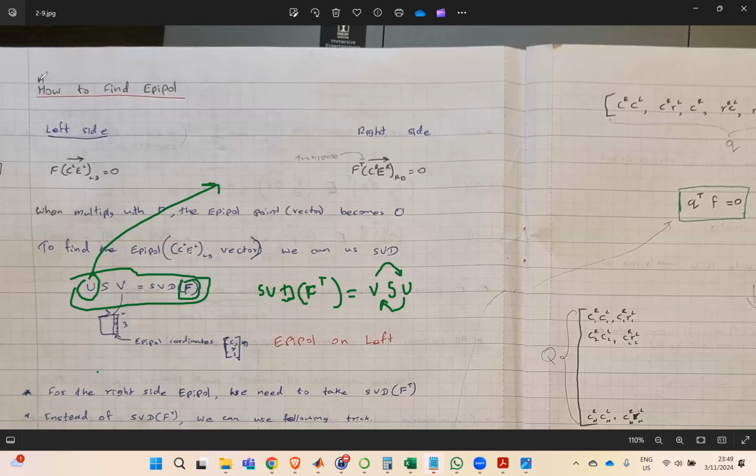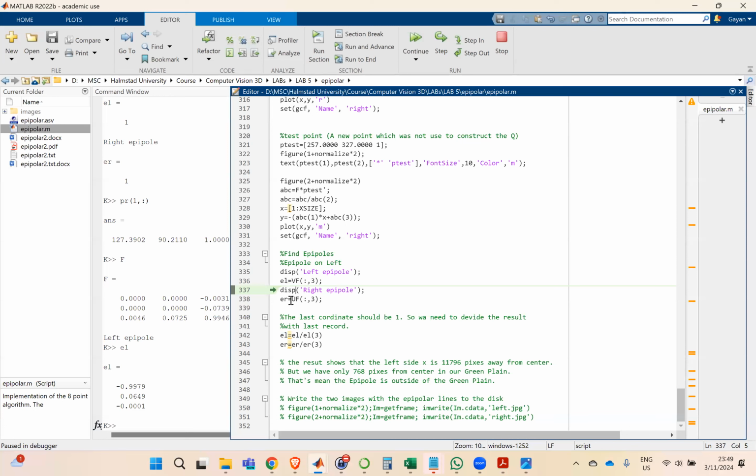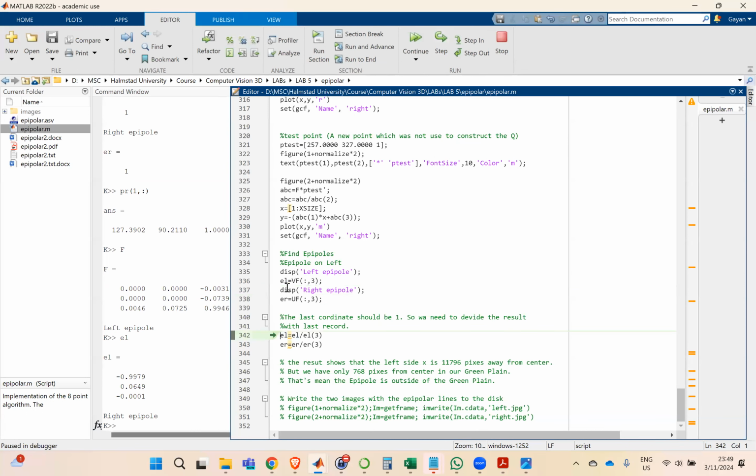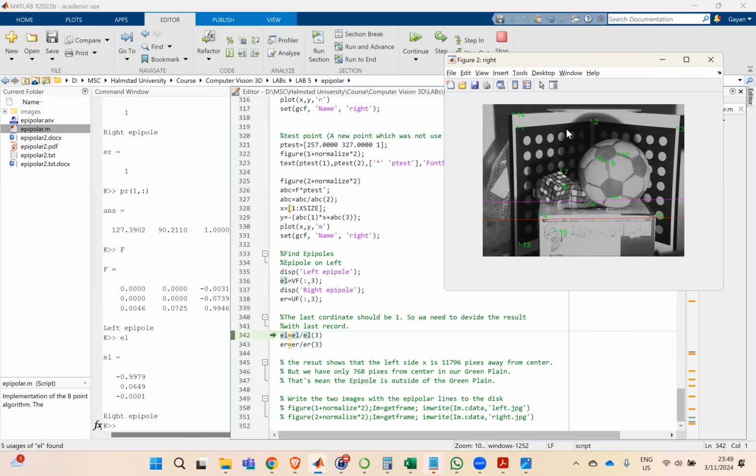So that's why in here we take the last column of UF to find the right epipole. You can see this value again, how far away it is. It should again be about 9,991 on the plus side. So the right image epipole should be somewhere far away on this side.